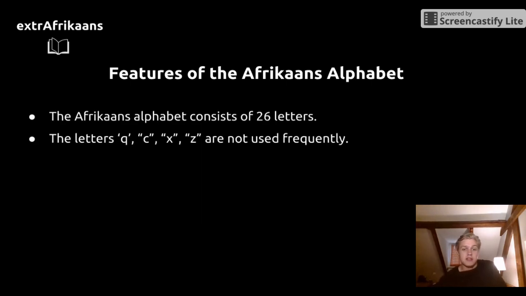The Afrikaans alphabet consists of 26 letters, and the letters Q, C, X, and Z are almost never used, although they do feature in the alphabet, but they are generally only used for foreign words, loan words, and Z especially will be used for old Dutch words like zeit becomes seit and zoot becomes soet, etc. But you'll learn more about that later on. So let's jump into it.